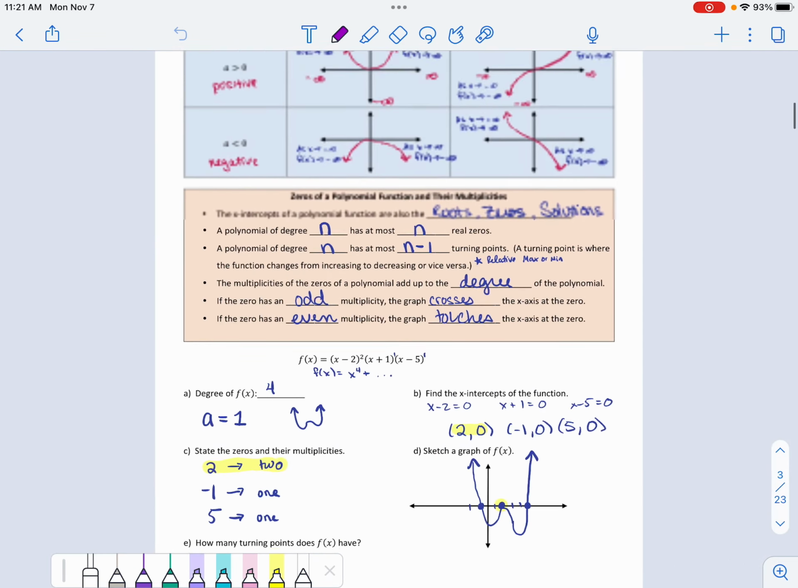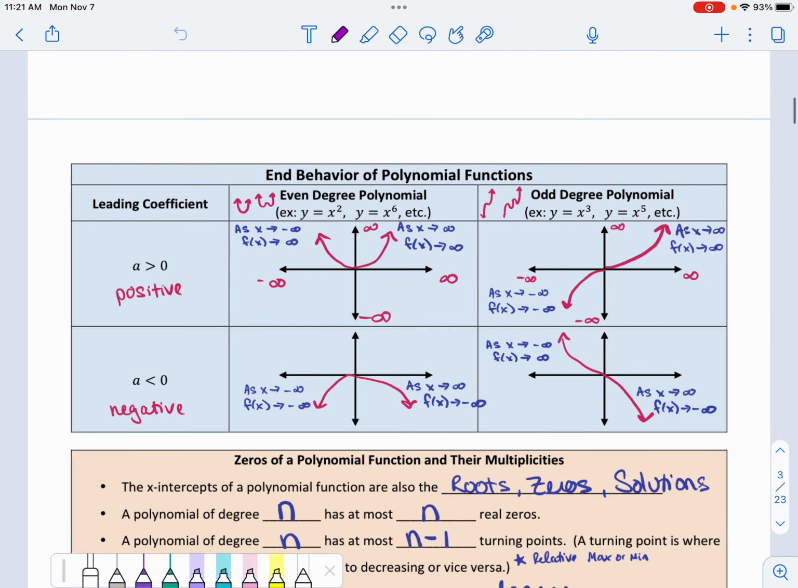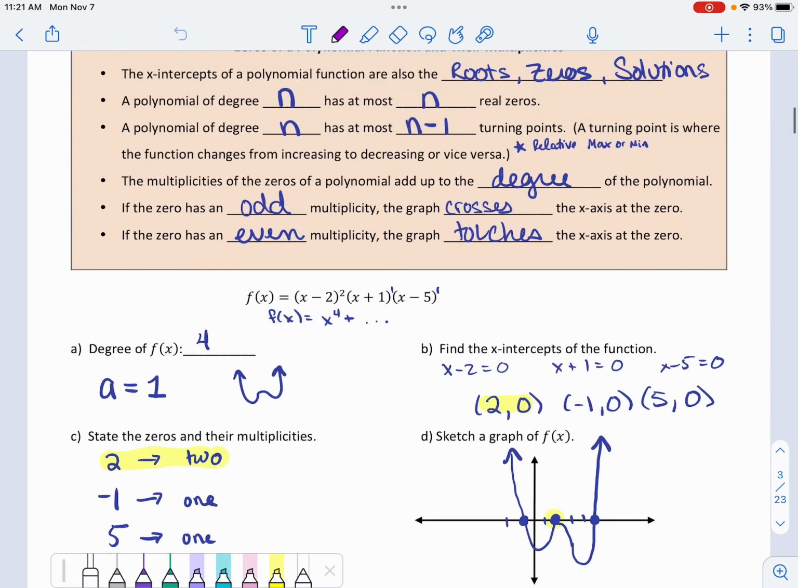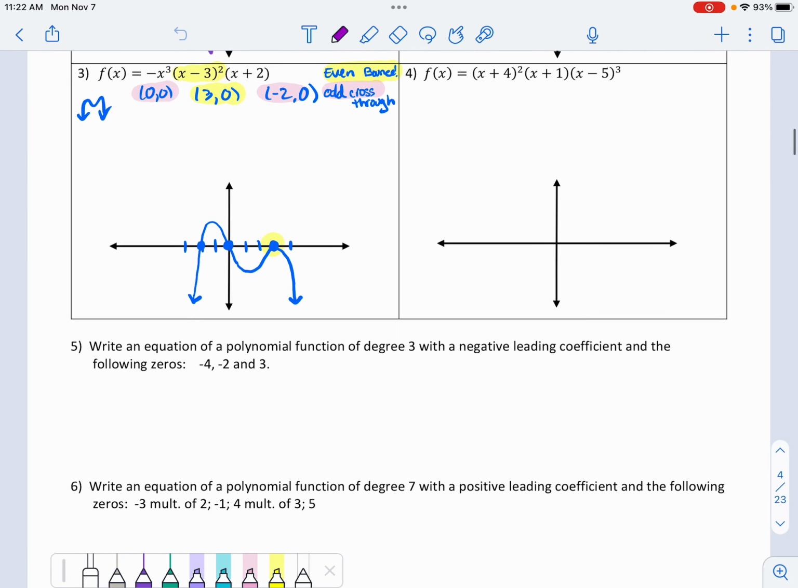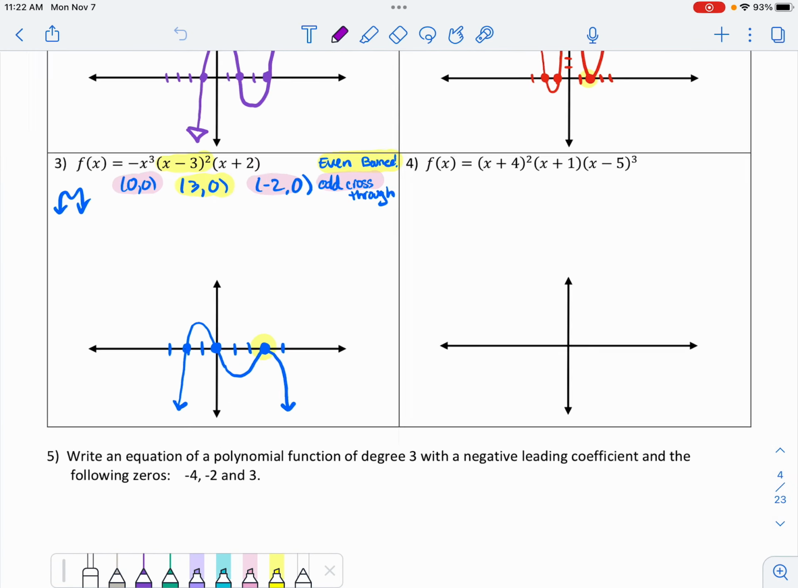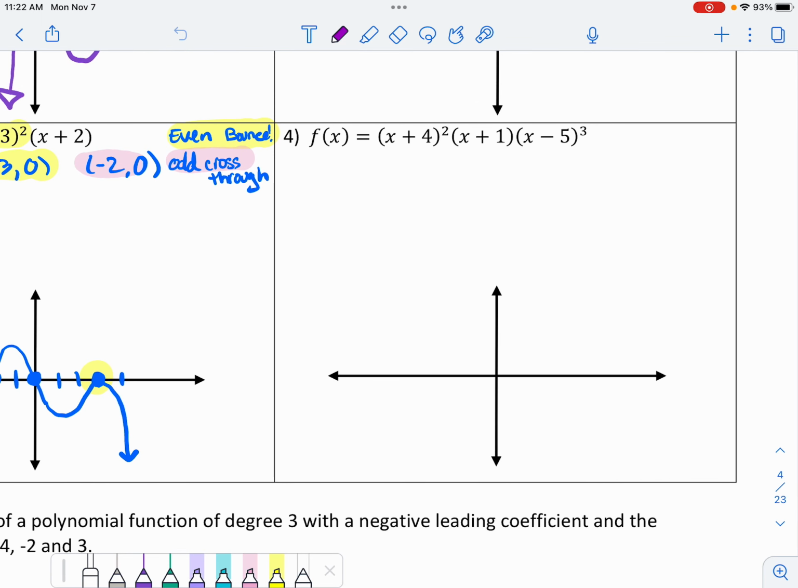So just to remind you, for end behaviors, we had positive even, both arms point up; positive odd, the right arm points up, the left points down; negative even, both point down; and negative odd, the right arm points down, the left arm points up. Okay, so we were using our multiplicity to help us identify how to do this graph.